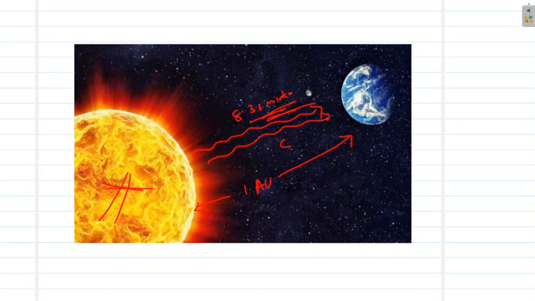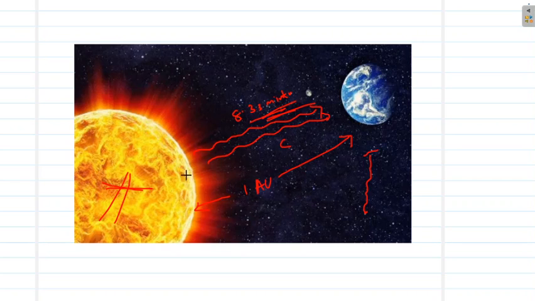Similarly, many of the stars that we see in the sky during night, some of them have gone extinct. They have gone extinct maybe some millions of years ago, but we are still seeing that star because the electromagnetic waves, the light from that star, reach Earth only at this time.